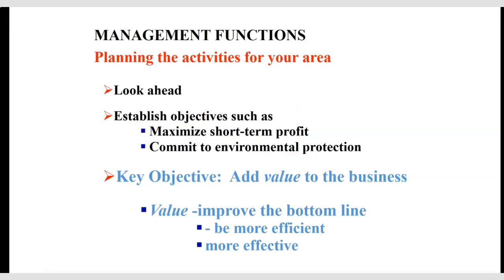First of all, the planning. You have to plan the activities for your area of responsibility, which means you must look ahead into the future. You must establish your goals and objectives. And your objective should be to increase the profits of this organization. In other words, your key objective is to add value to the business. Now, how do you add value? Well, you improve on the bottom line. How do you improve on the bottom line? You become more efficient, and you become more effective. The activities you perform are more efficient, or they're more effective.